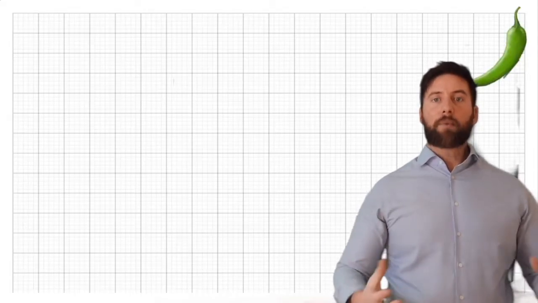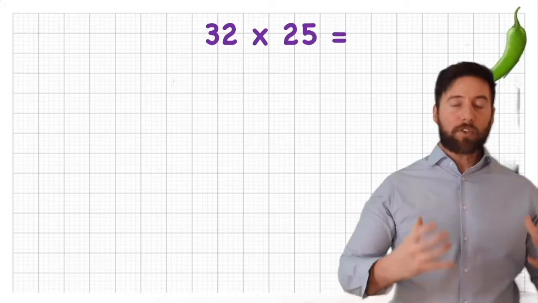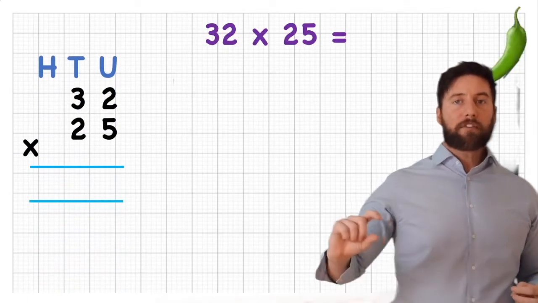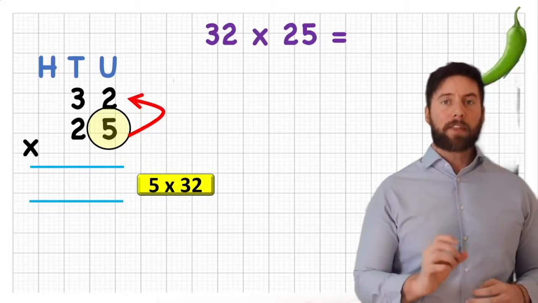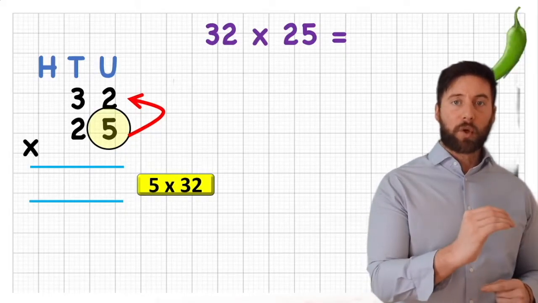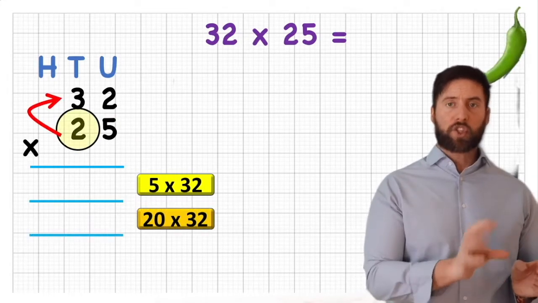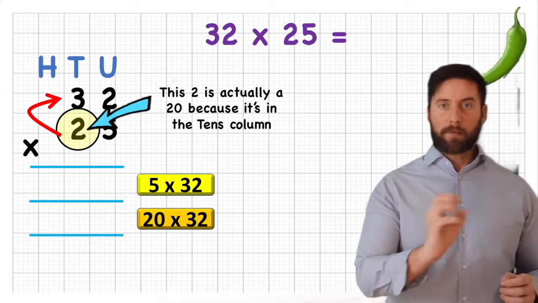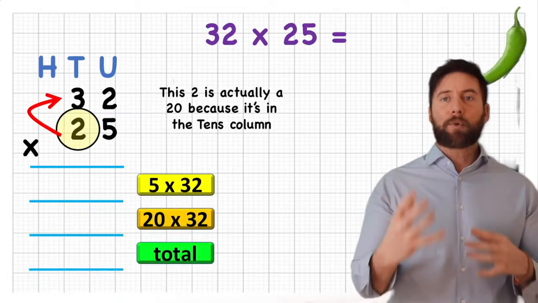So let's use the example 32 times 25. We're going to start at our smallest value, but it's really important to understand what we're doing. Our first row is actually going to use this unit here times by 32, so it's going to be 5 times 32. And our second row, our last row, is going to be 20, which is what this 2 represents, 20 times 32. And then we're going to add them together. So we're still partitioning it, but we're doing it a little more discreetly.